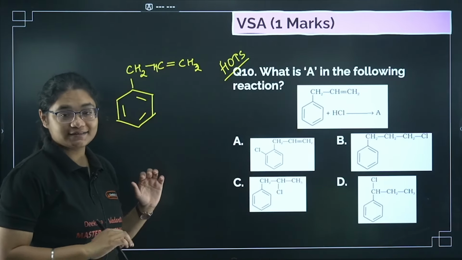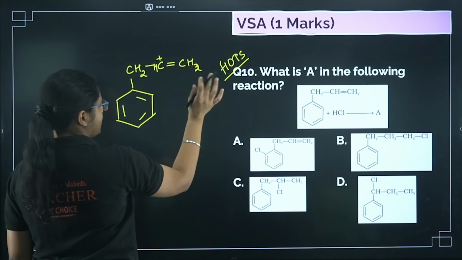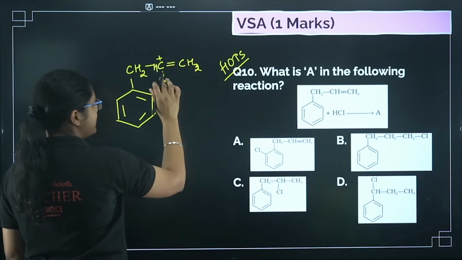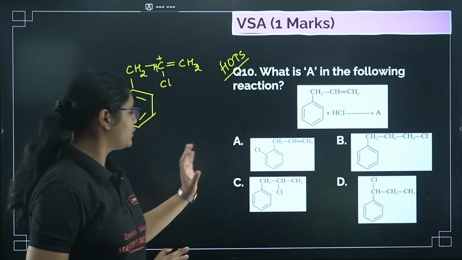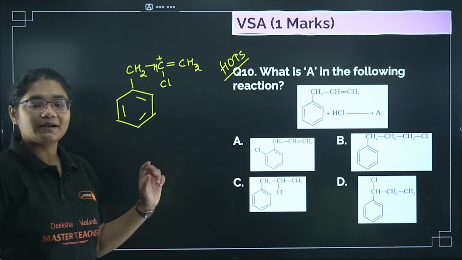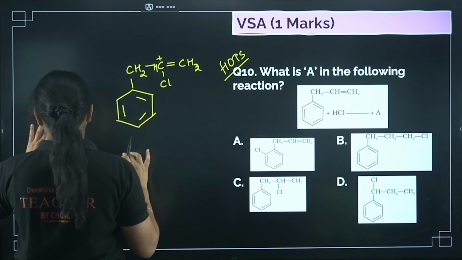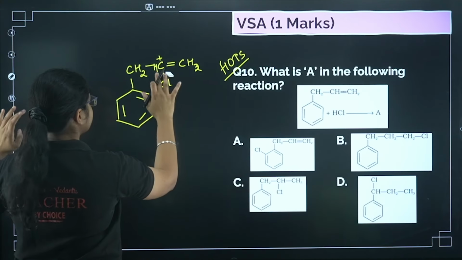Okay, when you add HCl, what exactly happens? The bond will break and we will get a carbocation here. Normal Markovnikov's rule is followed and Cl will be added here. Majority of the students will go and answer this option number C. Okay, but let me tell you here the twist. So what happens is, just imagine that you have formed this carbocation.